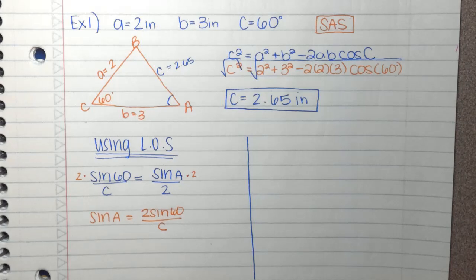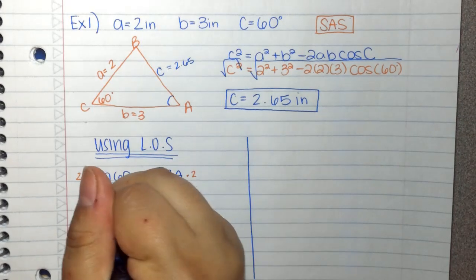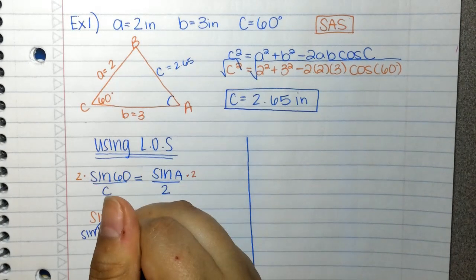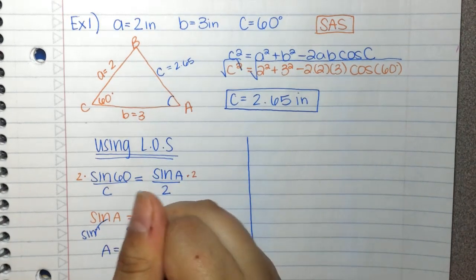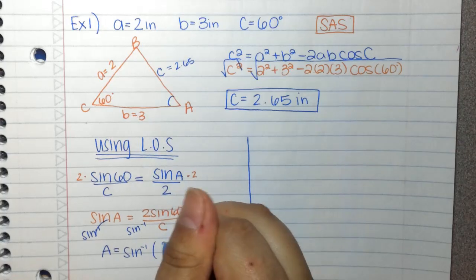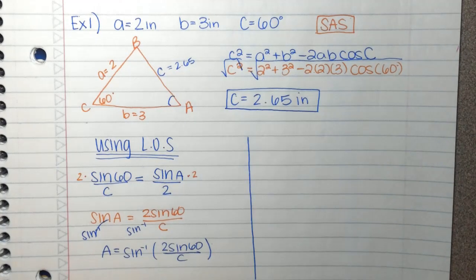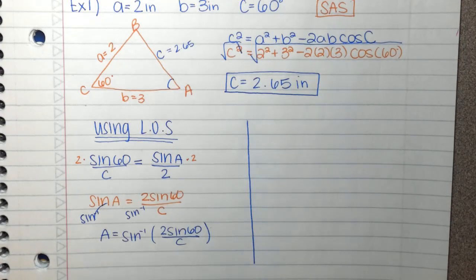And how do I get A by itself? Inverse. Write this down, please. Everybody's writing this down. And put that in your calculator. What is the inverse sine of 2 sine of 60 over C?